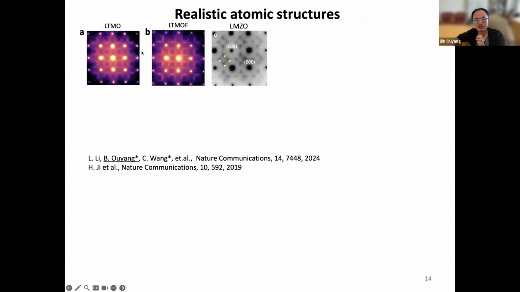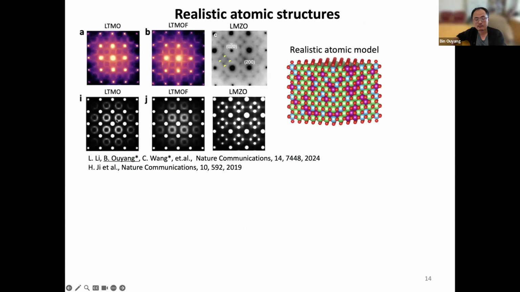Those are the 3 experimental diffuse scattering features that we see. We can simulate the same compositions. The first one is lithium titanium manganese oxide, T means titanium, M means manganese. The second one is an oxyfluoride, where we dope fluorine into the oxygen lattice. The third one is manganese zirconium oxide.